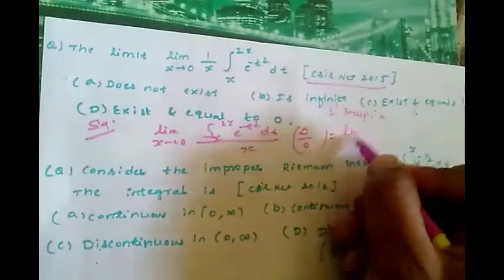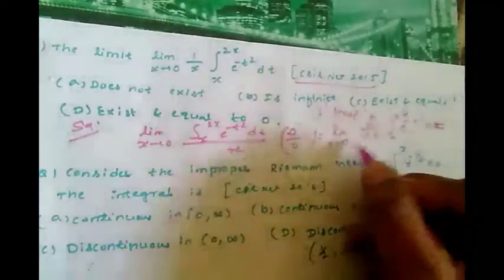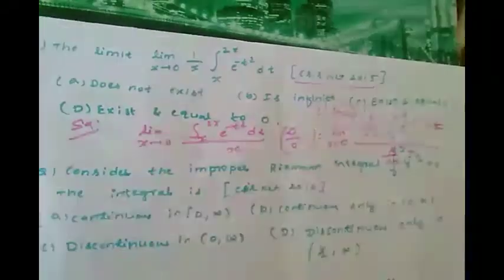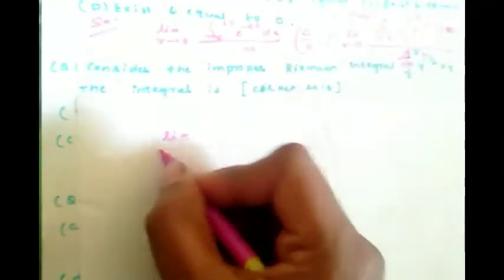Differentiate the numerator and denominator separately. The limit as x tends to 0 of d by dx of the integral from x to 2x of e power of minus t square dt, divided by d by dx of x. Now we have to apply Leibniz's rule. Here we apply Leibniz's rule.